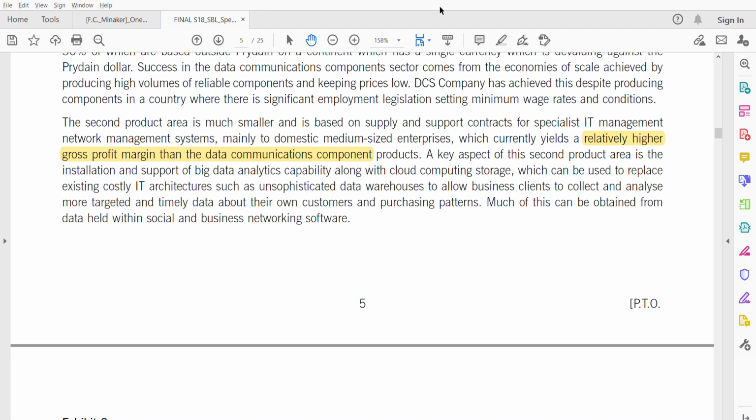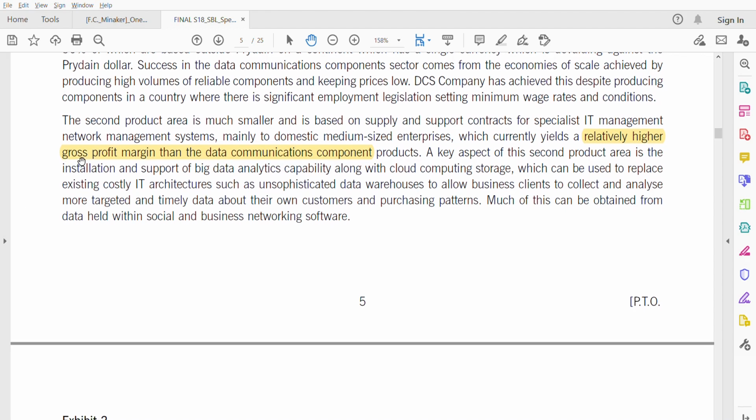So the key thing of this second is installation and support of big data capabilities.